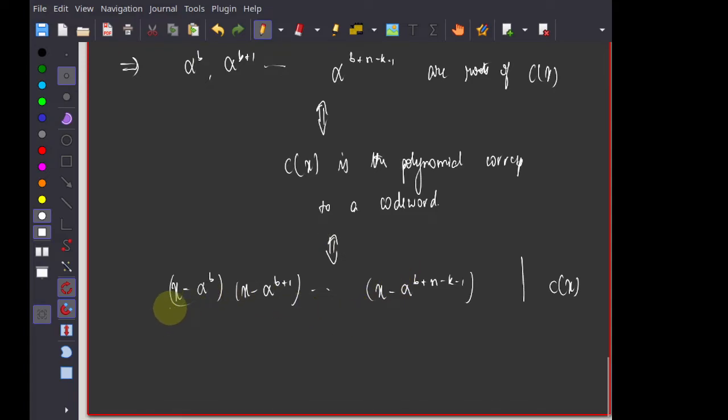So what can you say about this particular quantity over here? What kind of a polynomial is it? What is the degree? N minus k. It's a degree n minus k. And every polynomial which is divisible by this and has degree less than or equal to n minus 1 corresponds to a valid code word polynomial.